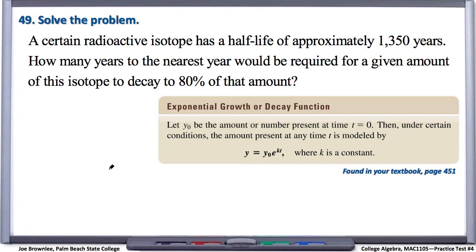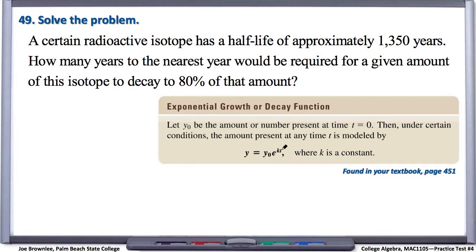Number 49, solve the problem. We're told a certain radioactive isotope has a half-life of approximately 1,350 years. How many years, to the nearest year, would be required for a given amount of this isotope to decay to 80% of that amount? We're going to use the equation for exponential decay to first find the rate of decay for this isotope per year.